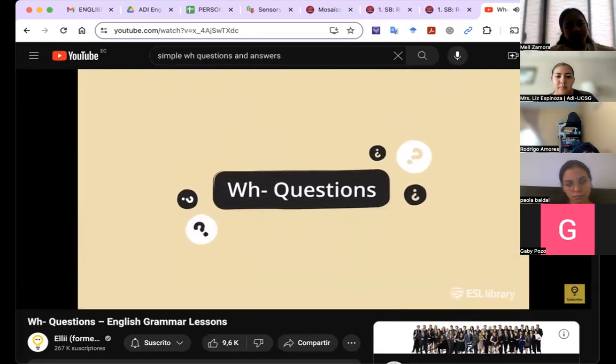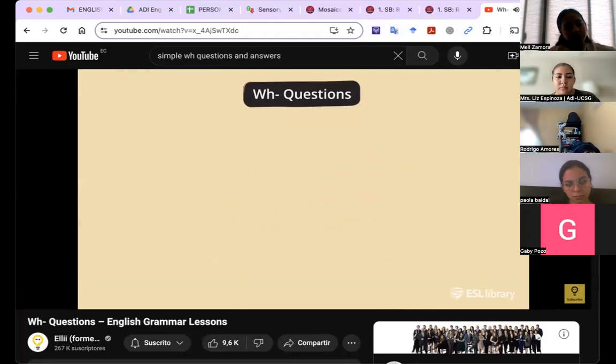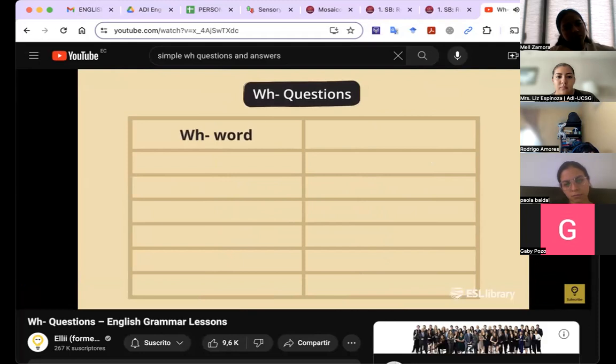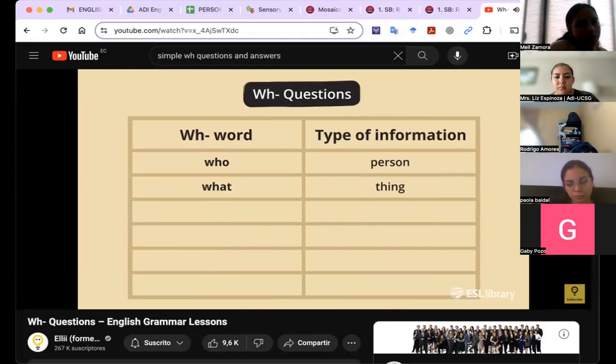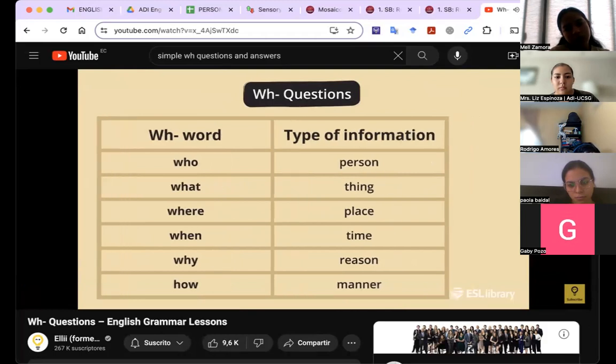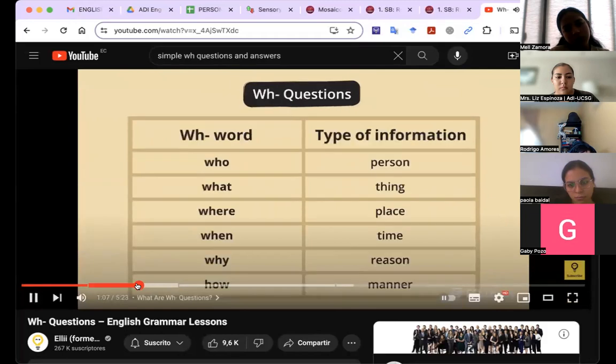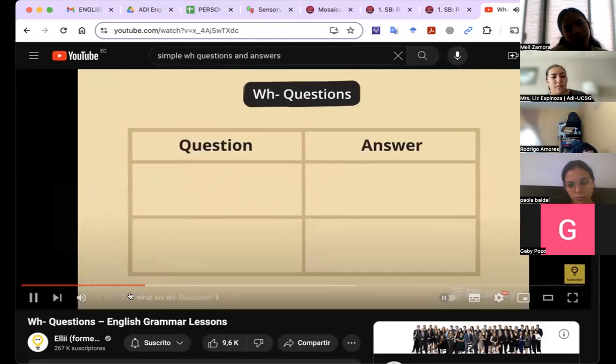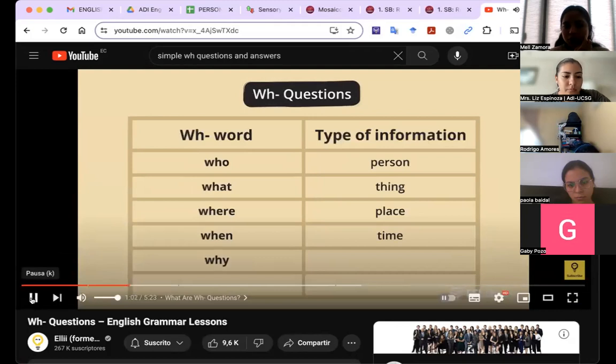What are WH questions in English? We use WH words to ask about different types of information. We use who to ask about a person, what to ask about a thing, where to ask about a place, when to ask about time, why to ask about a reason, and how to ask about manner.